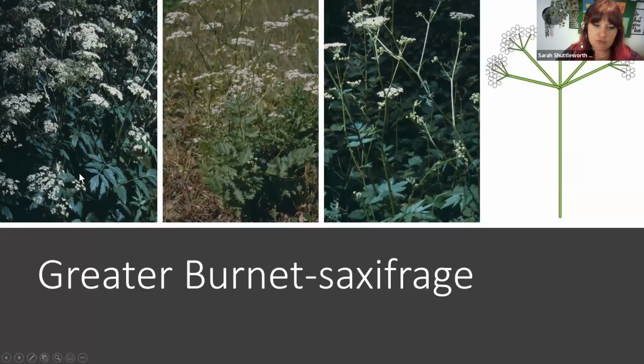So moving to greater Burnet-saxifrage now. Apologies, some of our images look like they were taken in the 70s. That's probably because they were. So we need to update our greater Burnet-saxifrage images, I think.